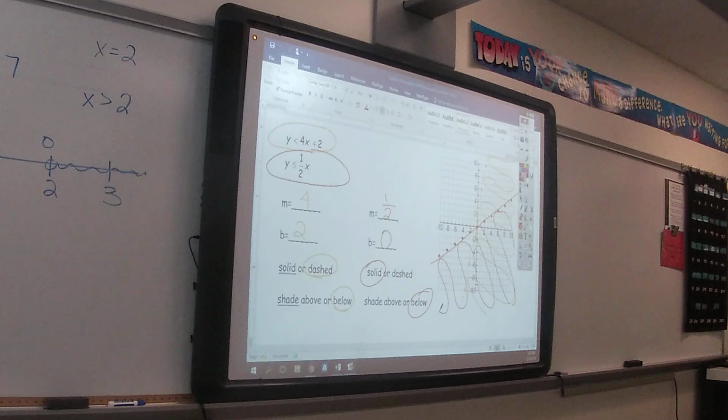Okay, so you're putting this solid line in here. Okay, and then we're shading below. So we have all this shading here. Does that help? Mm-hmm.